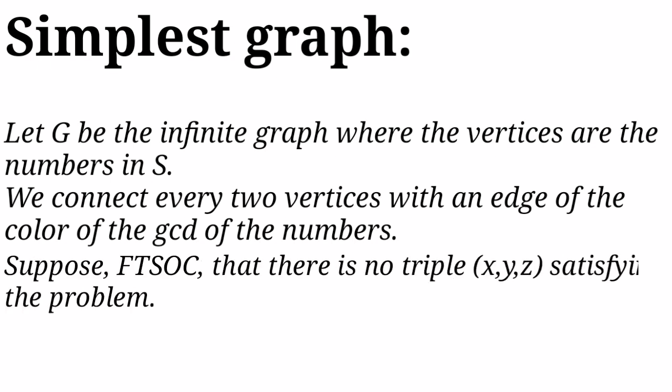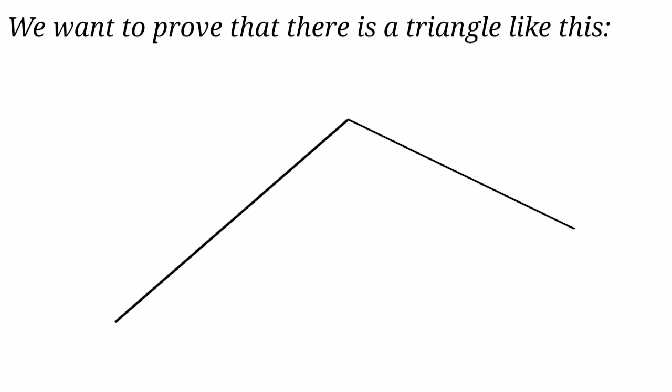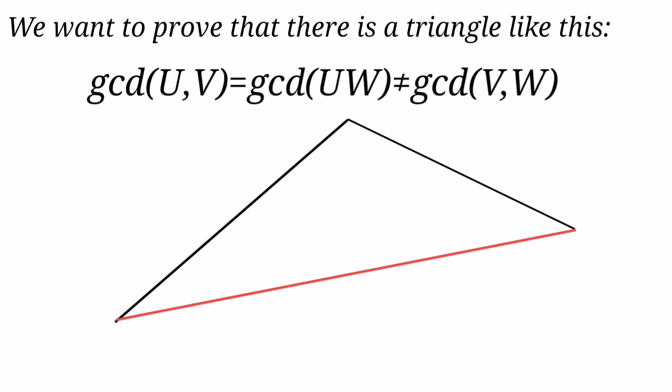So suppose, for the sake of contradiction, that there is no triple x, y, and z in S satisfying what the problem asks. Notice that in terms of the graph G, what we want to prove is that there exists a triangle of the form that is appearing on the screen, with 2 edges of the same color and 1 edge of different color, because then we would have 2 equal GCDs and a third different GCD. Let G be this graph that I talked about.